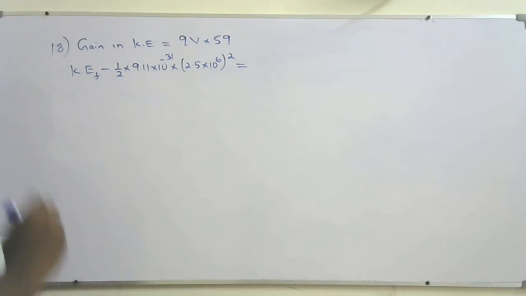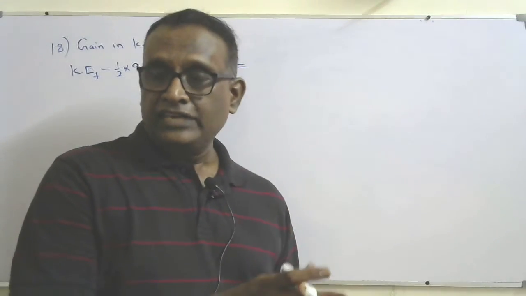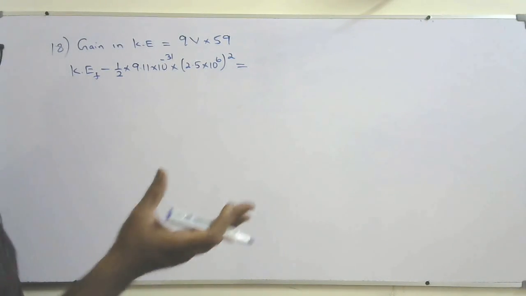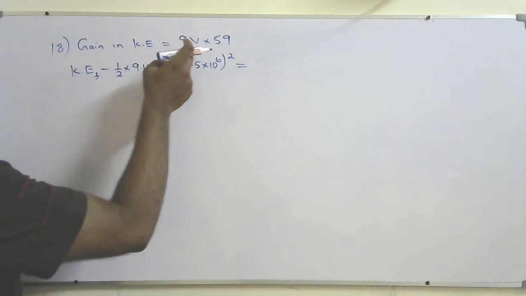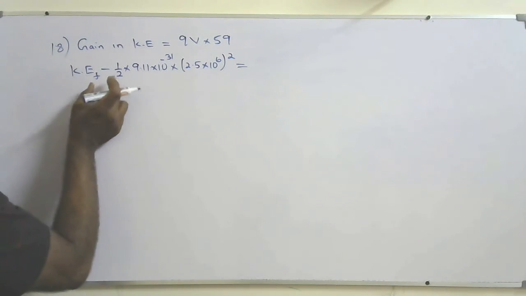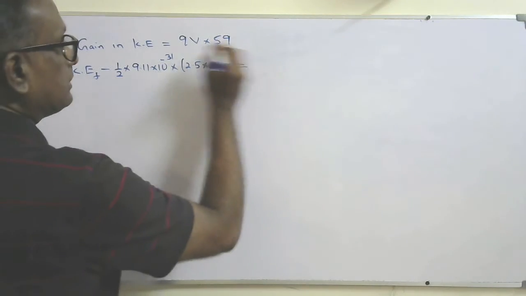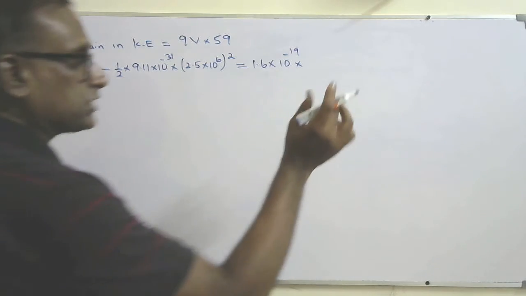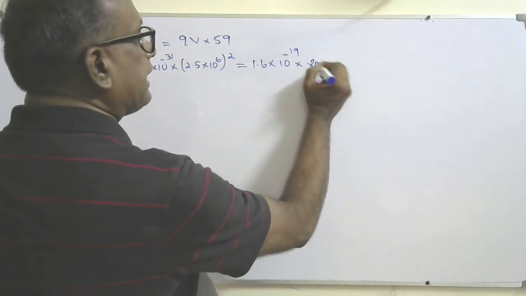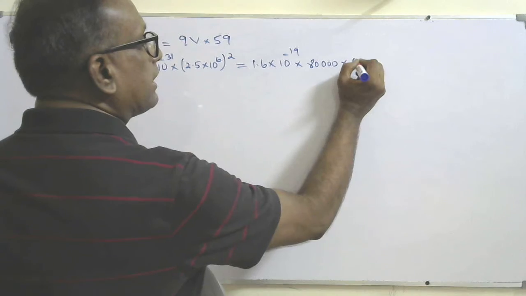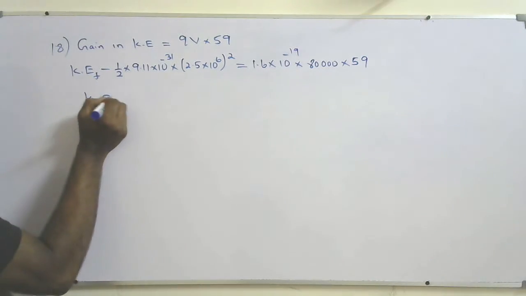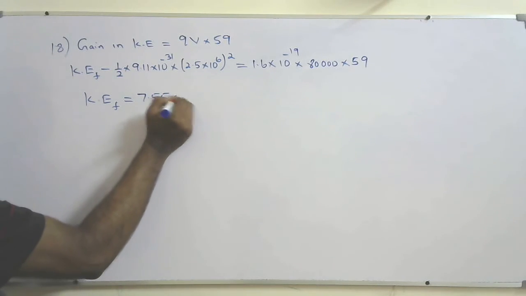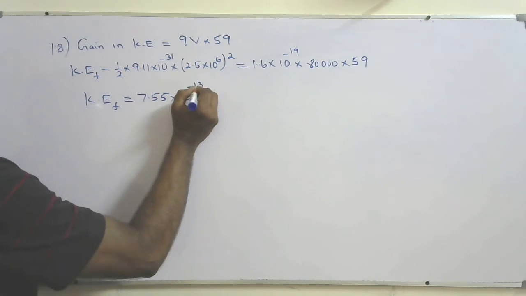They ask me to calculate the energy of the electron as it emerges, so I need to find the final kinetic energy. The gain in kinetic energy is this equation. Gain means final kinetic energy minus initial kinetic energy, equal to the charge of the electron, 1.6 times 10 to the power minus 19, times the potential difference applied across the gaps, 80 kilovolt, 80,000, into 59. Solve it and find the final kinetic energy. That will be 7.55 times 10 to the power minus 13 joules.